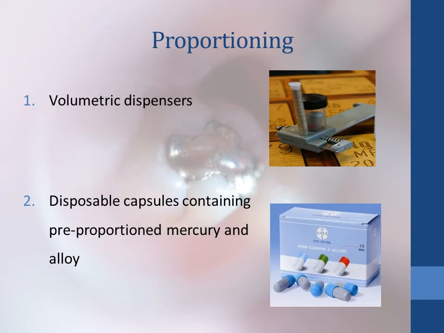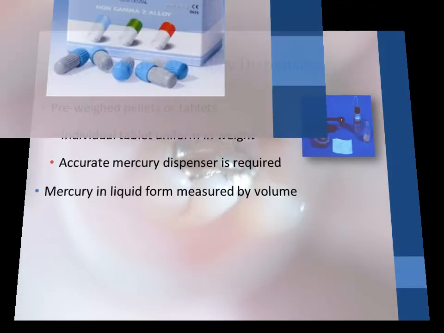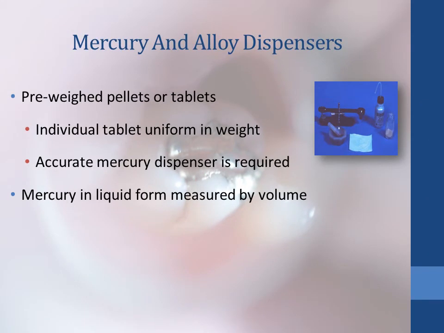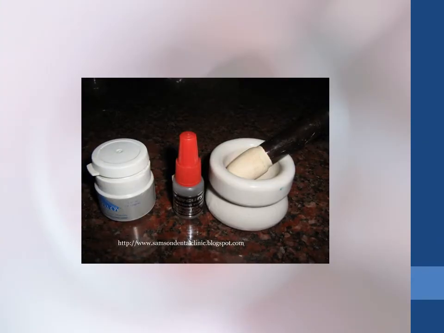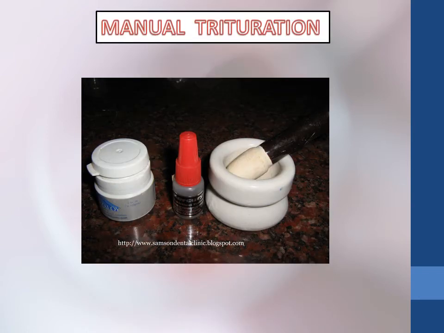Proportioning can be done by various methods. You have volumetric disposable capsules. Mercury and alloy dispensers, where we put in pre-weighed tablets or pellets, and they have their own individual weight, and an accurate mercury dispenser is required. Mercury is measured by volume and they are mixed together. And then the other method is by the mortar and pestle, which we will be carrying out. We'll be demonstrating it to you, and you will be asked to do the same in your OSPE. So you have a mortar and pestle, and you manually triturate the amalgam alloy powder and the liquid mercury.